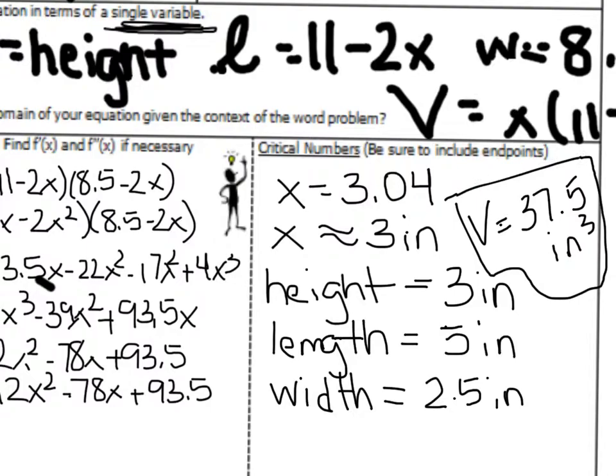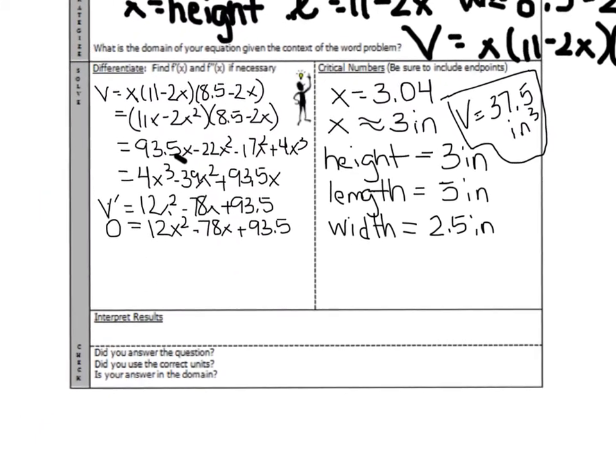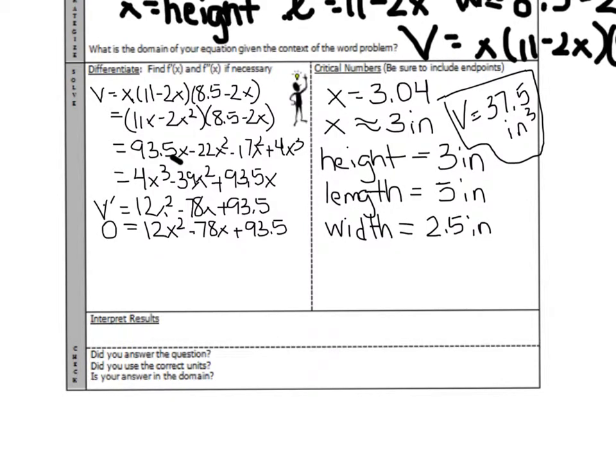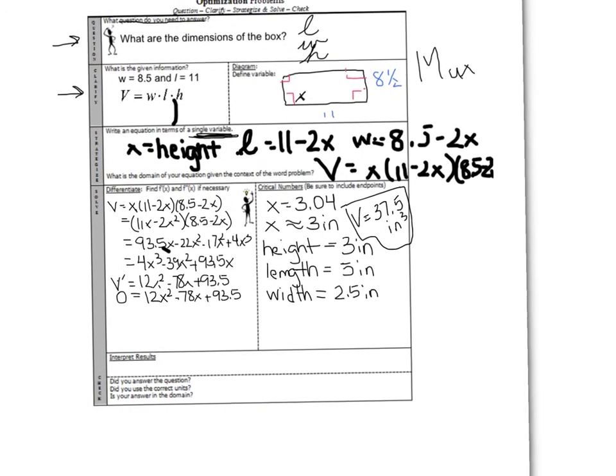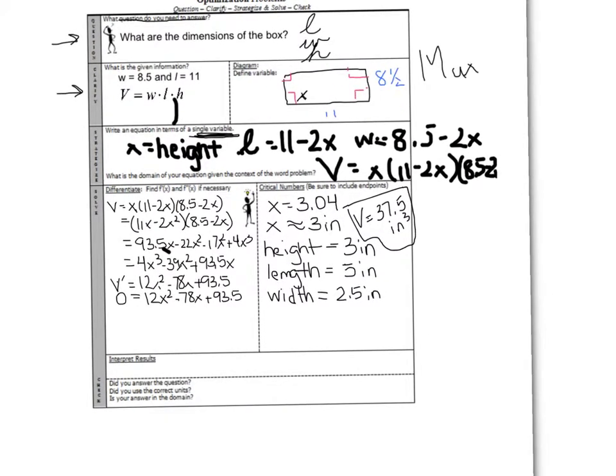Exciting! Woohoo! We did it. Okay, now in looking at the protocol, we have to interpret the results. In other words, did we answer the question that was asked at the beginning? So the question was, what are the dimensions of the box? Yes, we found those 3 dimensions.